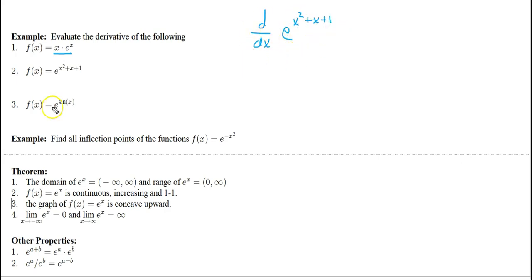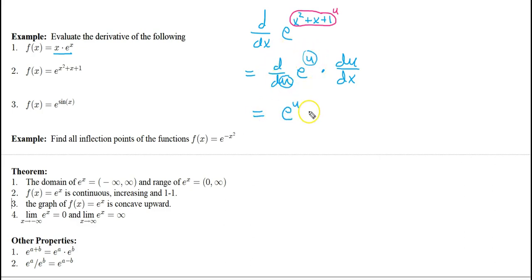Well, now we just have to apply the chain rule. So we think of this part right here as being a u. And so this is just going to be d du of e to the u times du dx. You see, by writing it like this, the u's match. And so this is just going to be e to the u, that's this piece right here, times du dx, and u is x squared plus x plus 1.